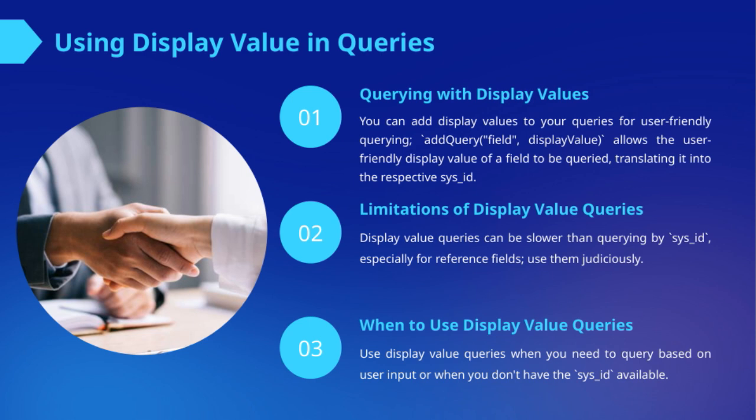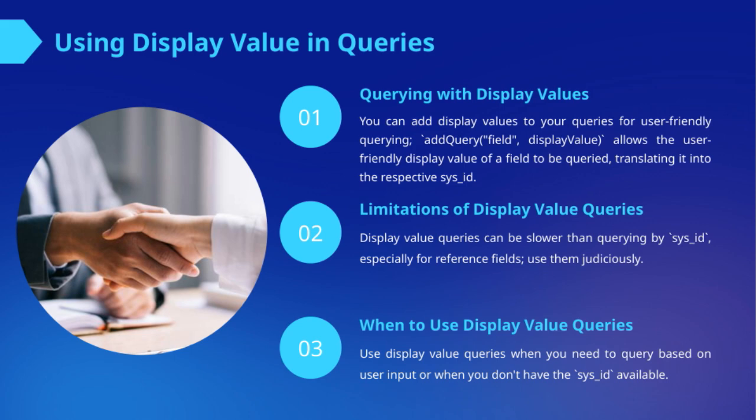Queries based on display values can be slower, especially when dealing with reference fields, because the system needs to translate those display values into the corresponding SysID behind the scenes. So, use them thoughtfully and avoid overusing them in performance-critical situations.